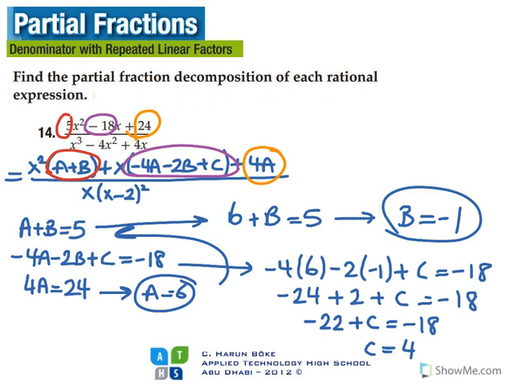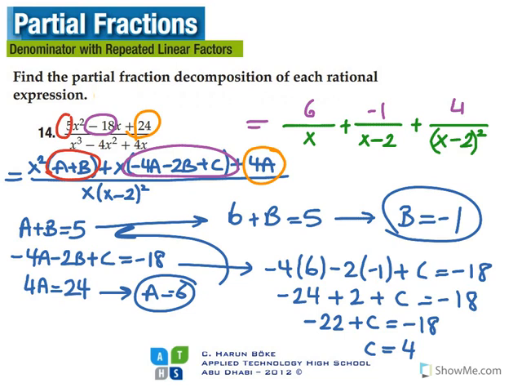So our partial fraction decomposition will be, instead of a, I'm going to write 6. Instead of b, I'm going to write minus 1. And instead of c, I'm going to write 4. This is my partial fraction decomposition.